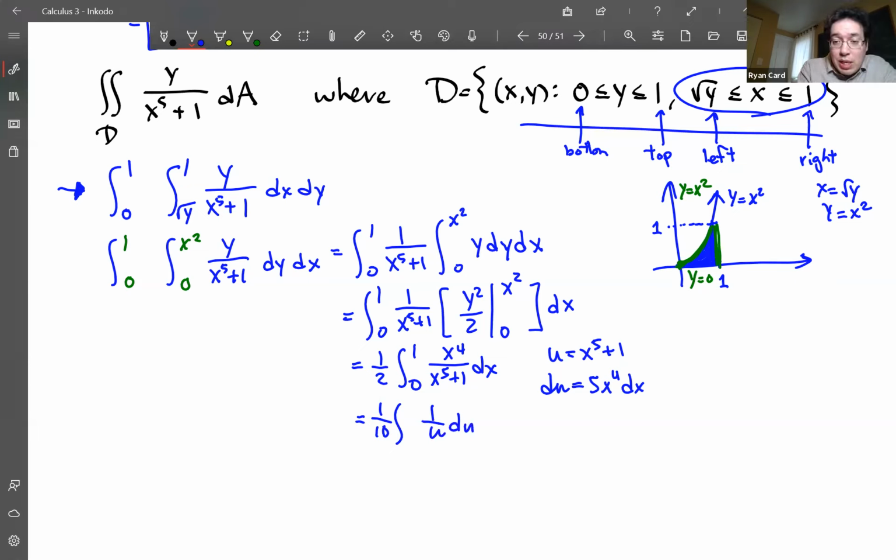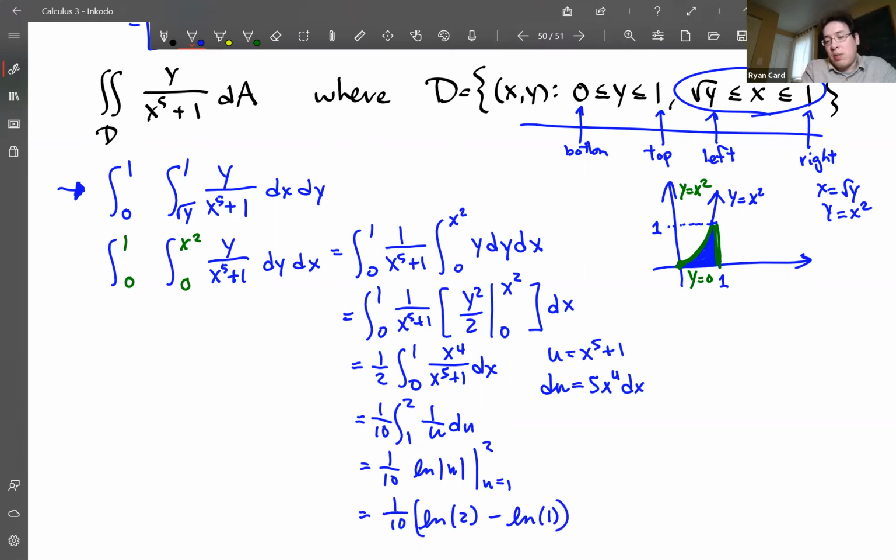And if x is changing from 0 to 1, then u is changing from, when x is 0, this is equal to 1. And when x is 1, u is equal to 2. So the antiderivative is natural log of u, and u is changing from 1 to 2. Okay, and natural log of 1 is 0, so we just have natural log of 2 divided by 10.